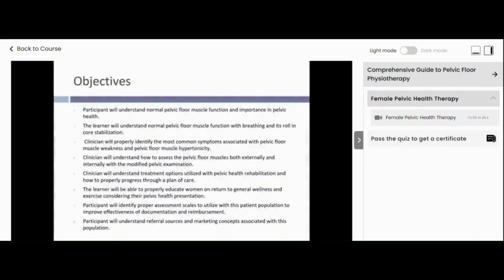I'm really excited to talk about female pelvic health with you this evening. Throughout the course of our webinar, I would really like to give you a broad understanding of what female pelvic health rehabilitation looks like. So we're going to go into the anatomy and physiology of the pelvic floor and its role in pelvic girdle stabilization.